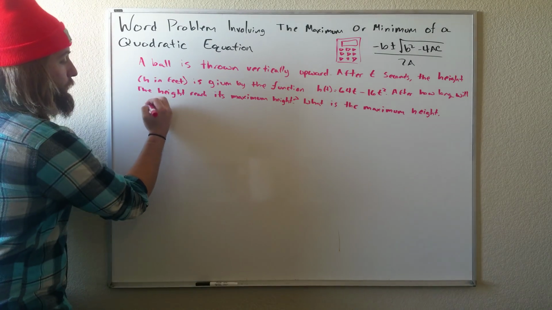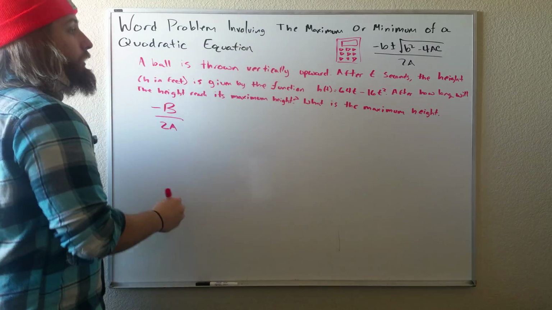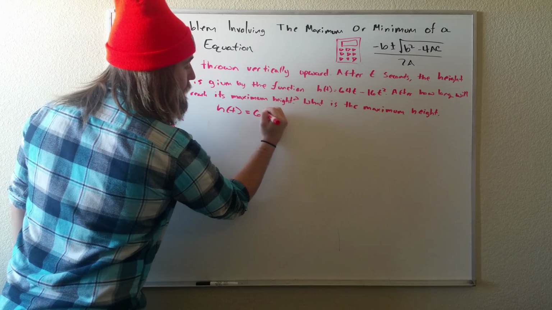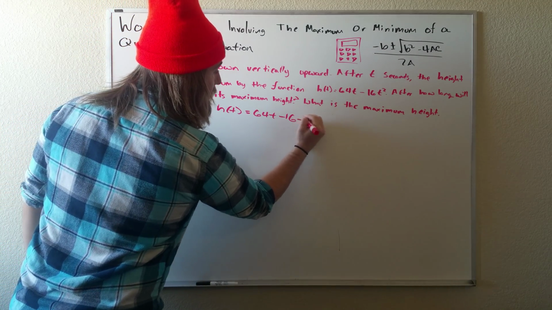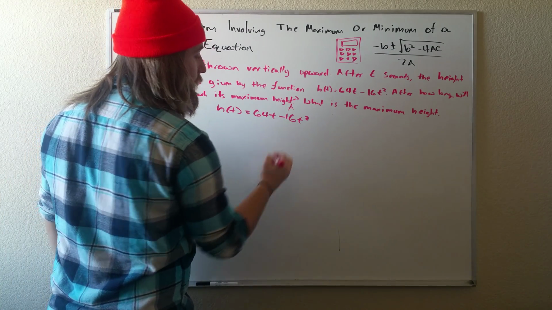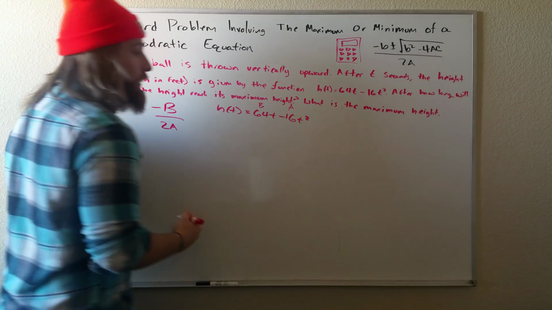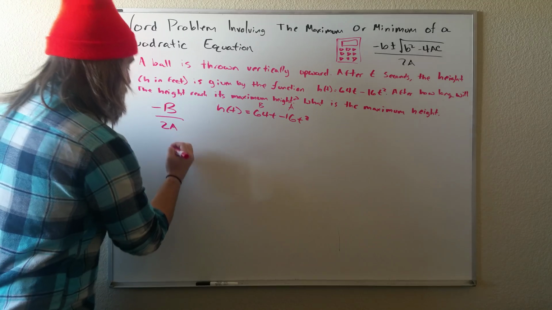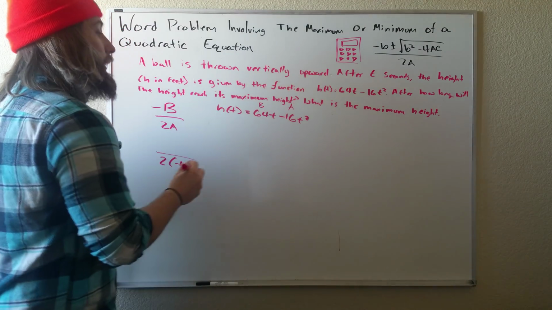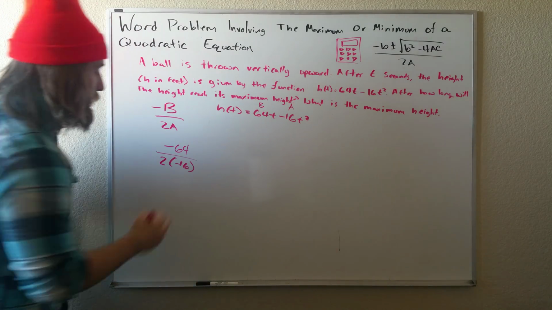So how we do that is we use the equation negative b over 2a. So if we go up here, we have our h of t equals 64t minus 16t squared. We know that the standard form, a is always the coefficient of t squared, b is always the coefficient of t. So our a is negative 16, so we'll have 2 times negative 16, and then we also have negative b, which is negative 64.